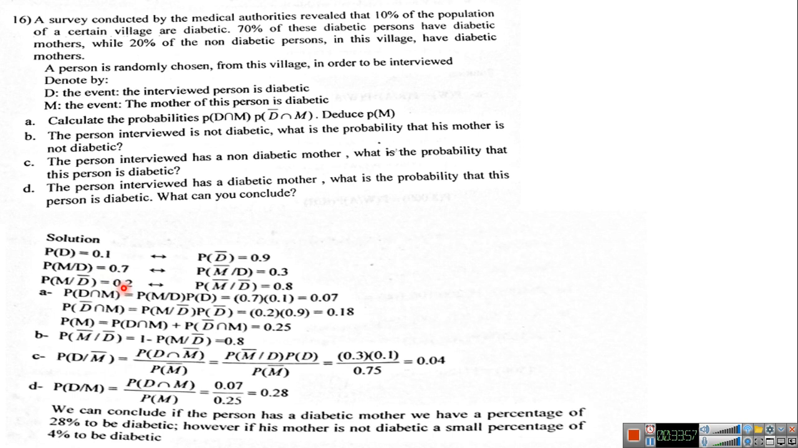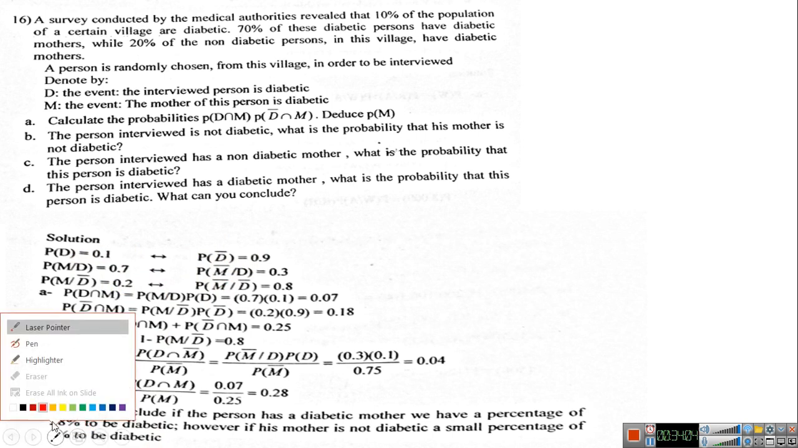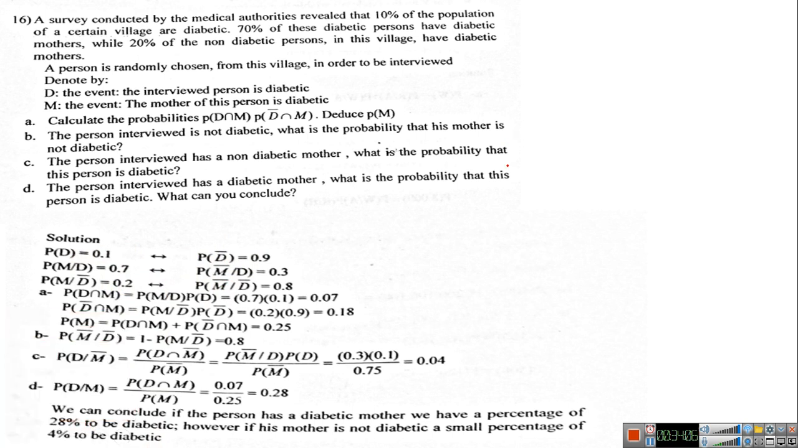We can do a tree table. If you don't want to do a tree table, you put directly its complement, okay? Here, for example, I'm now going to do a tree table because it's difficult to type. So if you want, I'm going to do the first step. Here you put P of D, 0.1, okay? P of D bar, 0.9.